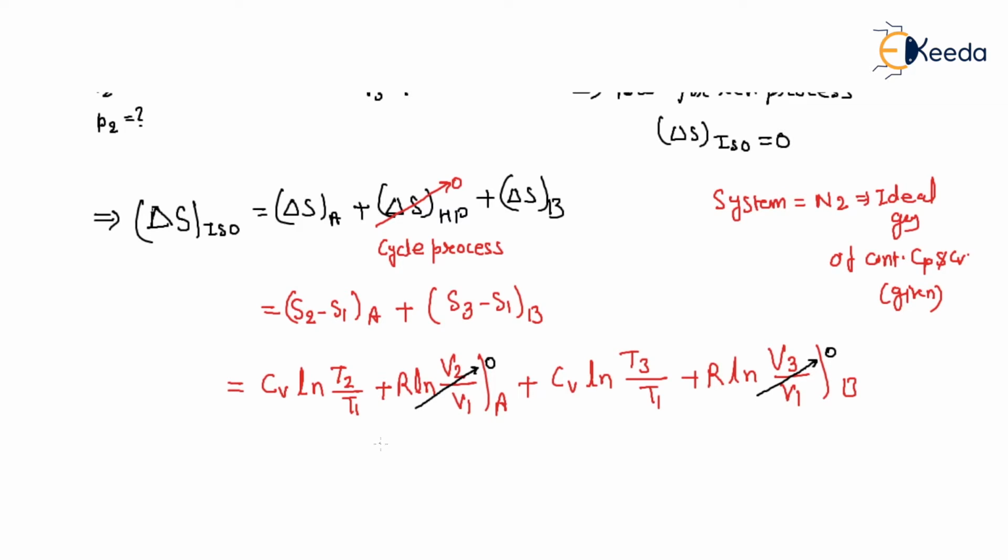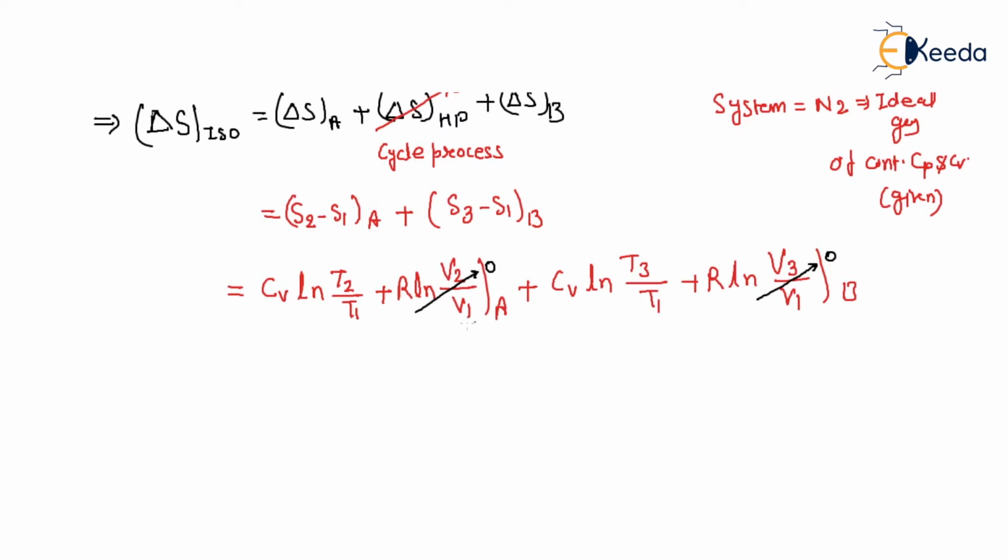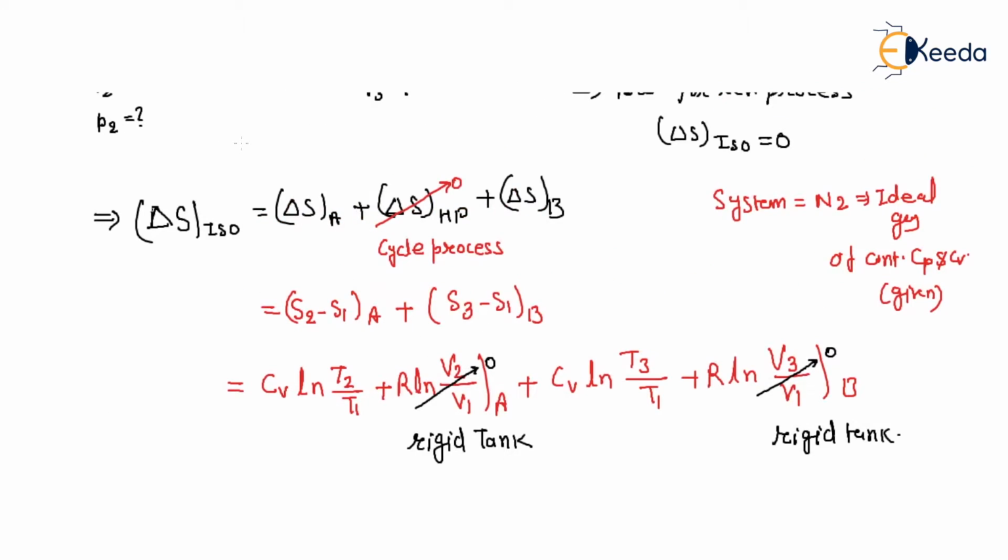Because it is a rigid tank, it is given. Rigid tank given, also rigid tank, right? So this is your rigid tank. And for reversible, this will be 0.